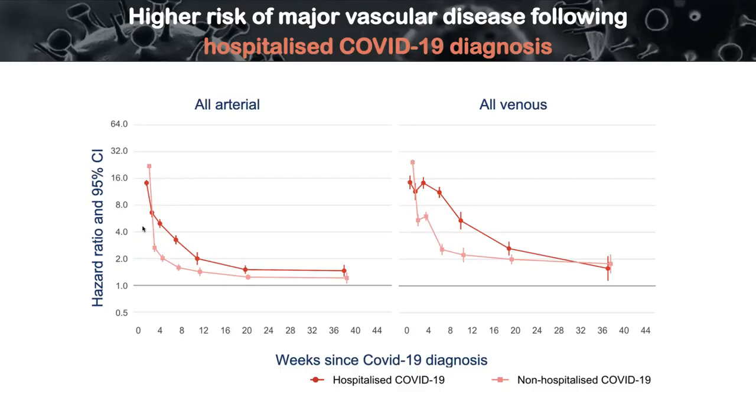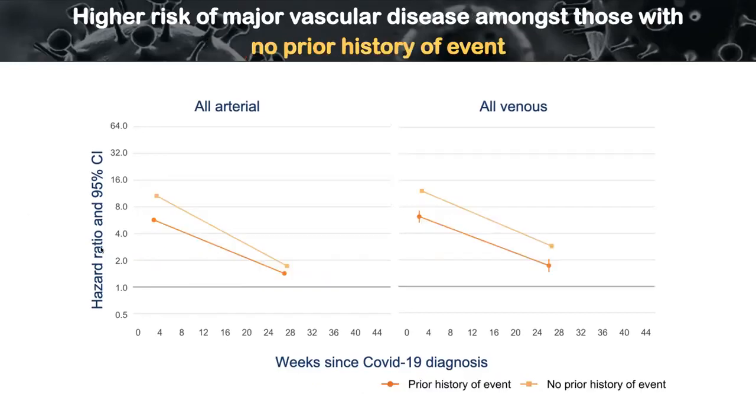For venous events, you also see higher HRs, but mainly in the slightly shorter term, so prior to week 26, for example. Now, prior history is maybe a bit surprising. Interestingly, for both arterial and venous events, the adjusted hazard ratios are greater in those with no prior history of event compared to those with a prior history.